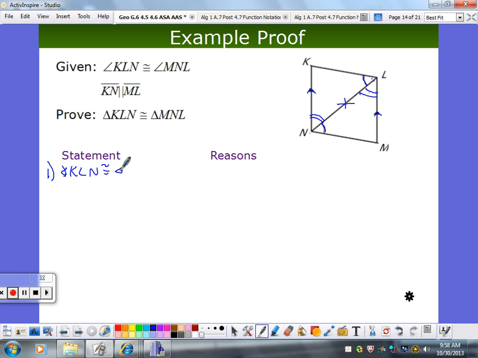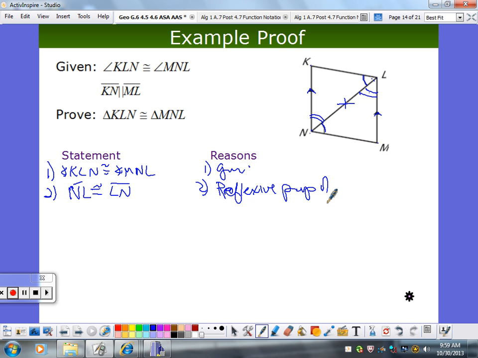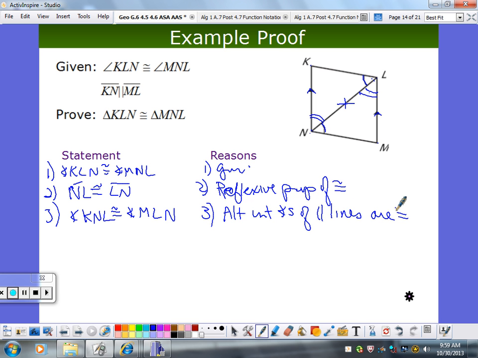So angle KLN is congruent to angle MNL. Given. I'm writing it in a slightly different order. Just because I'm writing it one way doesn't mean that you have to. I'm going to say now that NL is congruent to LN by the reflexive property. Because I've got my angle, I've got my side. Now I'm going to show the other angle. Angle KLN congruent to angle MLN. Alternate interior angles of parallel lines are congruent. So there's my angle, there's my side, there's my angle. So I'm ready to say, yep, I have reached my conclusion. They are congruent, these two triangles, because of the angle, side, angle postulate.